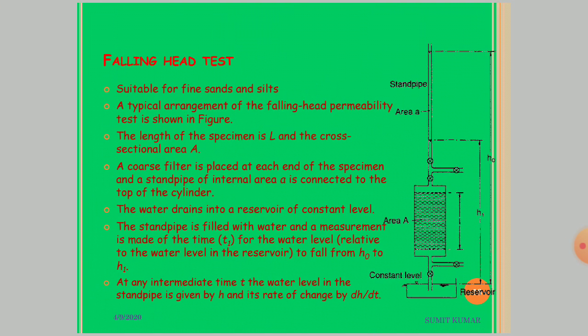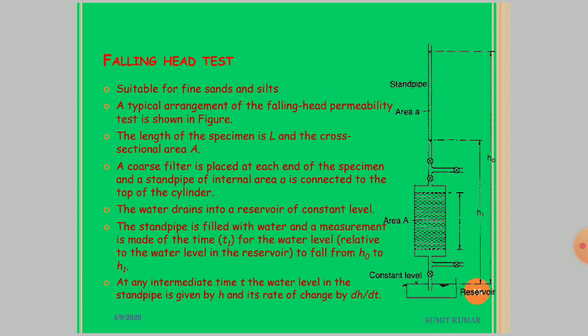For fine soils, the falling head test should be used. In the case of fine soils, undisturbed specimens are normally tested and the containing cylinder in the test may be the sampling tube itself. A typical arrangement of the falling head permeability test is shown in the figure. The length of the specimen is L and the cross-sectional area A. A coarse filter is placed at each end of the specimen and a standpipe of internal area a is connected to the top of the cylinder.